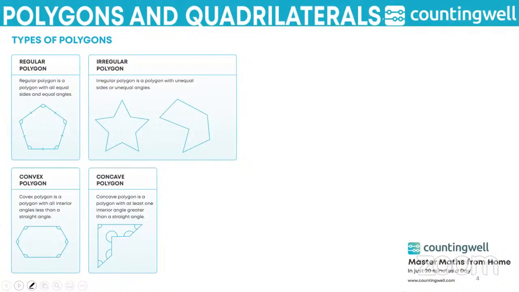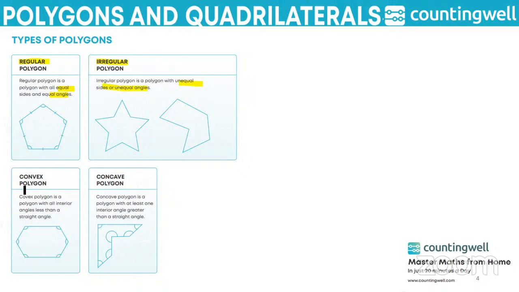Let us see types of polygons. A polygon can be regular or irregular, depending upon the sides and angles. If a polygon has all equal sides and all equal angles, then it is regular. If a polygon has unequal sides or unequal angles, then it is irregular.